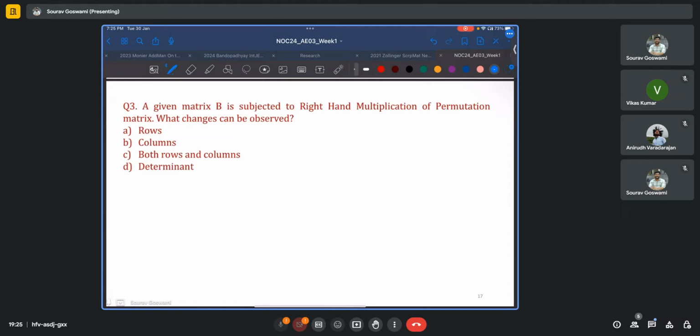The third question is asking whether for a, it describes a scenario that a given matrix B is subjected to right-hand multiplication of a permutation matrix and what changes can be observed. If you would recollect from the lectures, when we pre-multiply a given matrix by the square permutation matrix, I believe often the permutation matrix is just the square identity matrix, in the case of a pre-multiplication, the rows are changed.